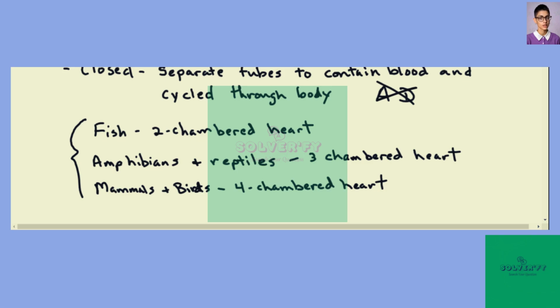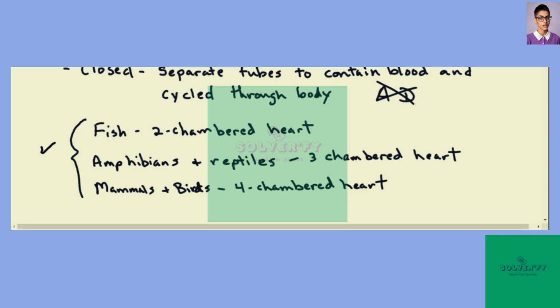All right, let's look at B and C. B says a closed circulatory system has the blood separated. Yeah, that's true. And C says the same thing. So those are both correct with their definition of closed circulatory system. But then let's look at the second part in terms of the chambers of the heart. Letter B has fish with 2, amphibians and reptiles with 3, and mammals and birds with 4.